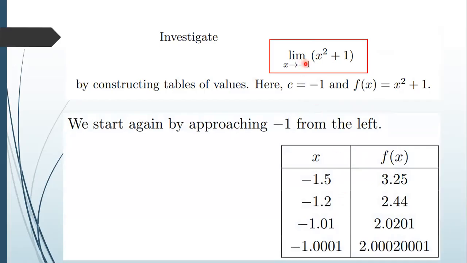Since our c here is negative 1, from the left you have negative 1.5. If you're going to locate that on a real number line, negative 1.5 is located from the left. And substituting the value of x to your function, you are going to get the value of f of x, which is 3.25. And when our x is negative 1.2, the value of our f of x is 2.44. Same goes for the other values here below.